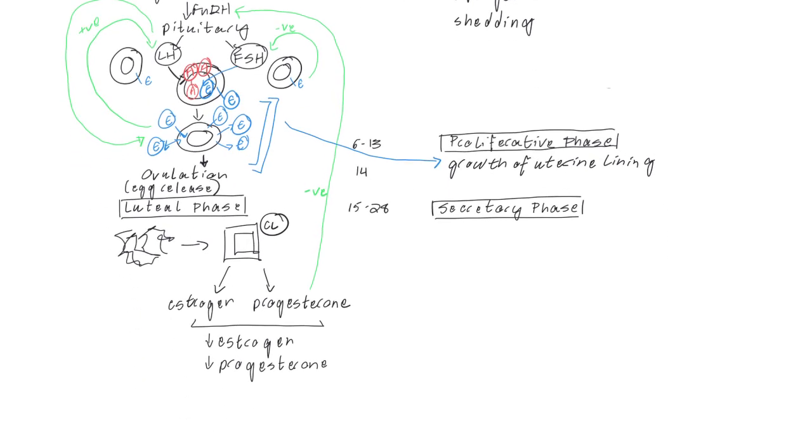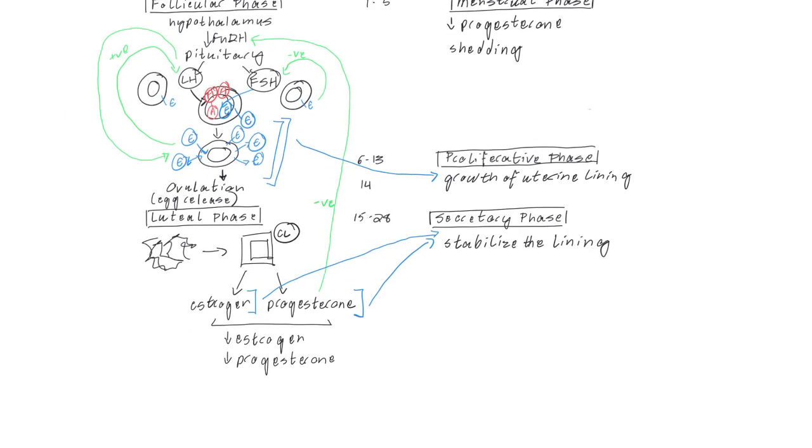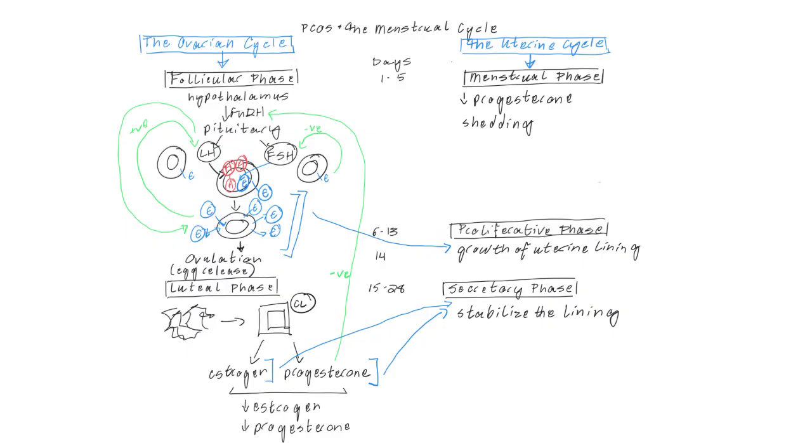Okay, now we're in the secretory phase. And here again, our hormones from the ovaries are going to impact the uterus. Notice we have progesterone and estrogen coming from the corpus luteum. Well, those actually play a role in preparing the uterus for implantation. So we're going to stabilize the lining here. Mostly progesterone does this, but estrogen plays a role in it as well. And that happens from days 15 to 28. So that's a very broad overview of the menstrual cycle and some of the feedback loops.